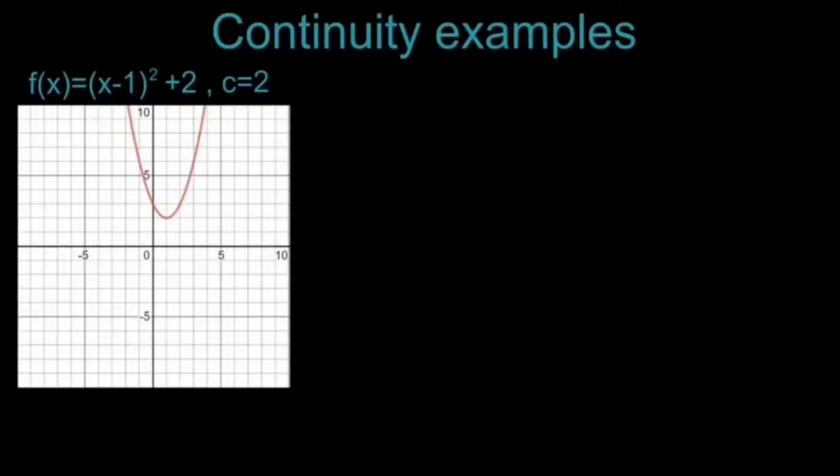The first example we're going to look at for proving continuity is f of x equals quantity x minus 1 squared plus 2. The first step when proving continuity is proving that f of c, in this case f of 2, is defined. So does f of 2 have an output? When you plug back into the function, you would find that f of 2 does have an output of 3.